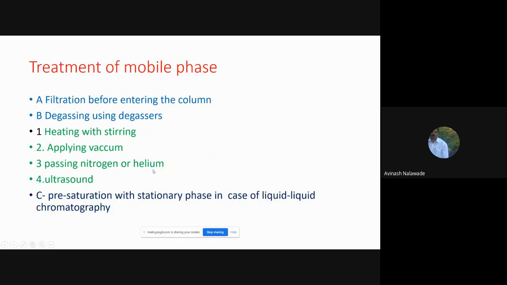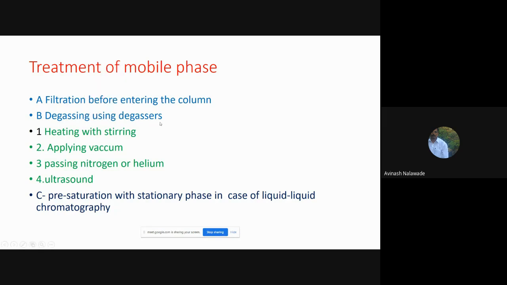Okay, so then just we have seen about the mobile phase, that is the treatment of the mobile phase. So what we are doing, we are filtering the solvent before entering the column. Just before entering, we are filtering the solvent. That filtration is actually vacuum filtration, so we are using a vacuum pump for this filtration. So actually very pure solvent should enter into the column. So before entering the column the solvent is filtered. Then the second step is degassing of the solvent using degassers.